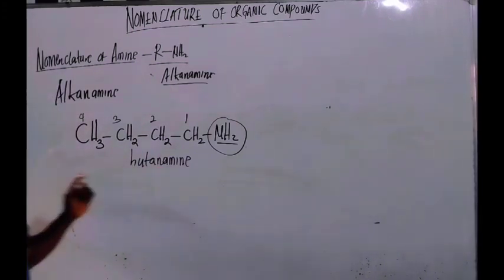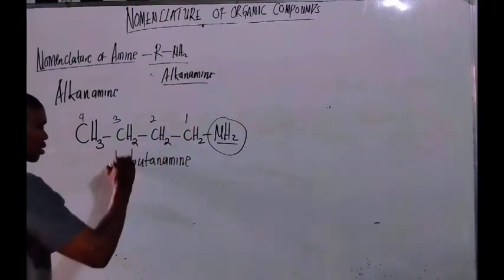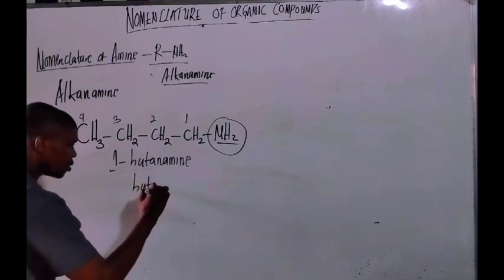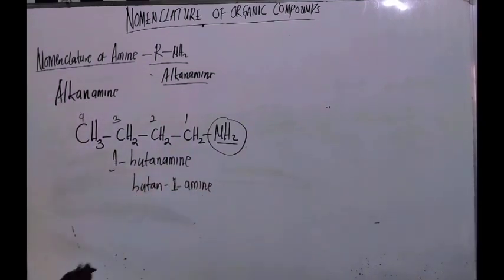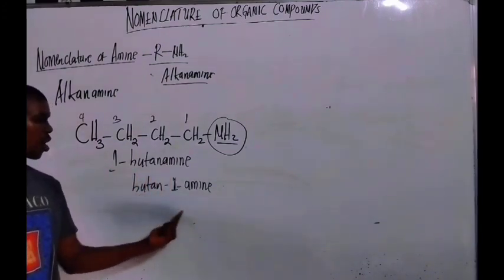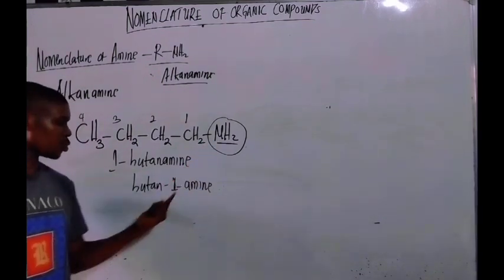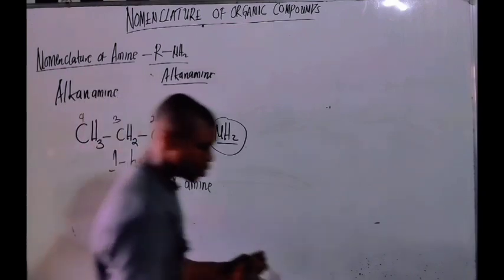That is it. But what is the position of the nitrogen? The position of the nitrogen is carbon number 1. So it's going to be 1-butanamine or but-1-amine. That is the name. Do you understand? 1-butanamine or but-1-amine, as easy as that. The amine group is on carbon number 1, and you've got 4 carbon atoms. Do you understand?